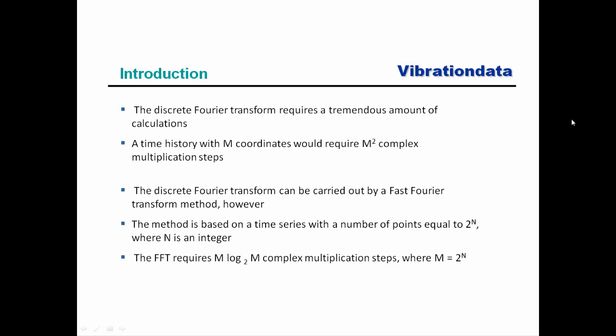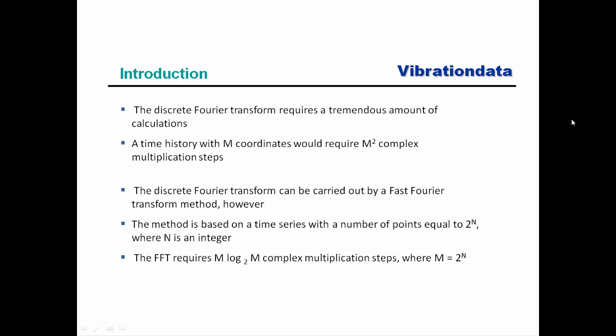So the discrete Fourier transform, that's what we derived in our previous unit, required a tremendous number of calculations, whether you realized it or not. A time history with m coordinates would require m squared complex multiplication steps in order to calculate the Fourier transform. But the discrete Fourier transform can be carried out by a fast Fourier transform, however, and again that's by taking advantage of some symmetry in the weighting functions.